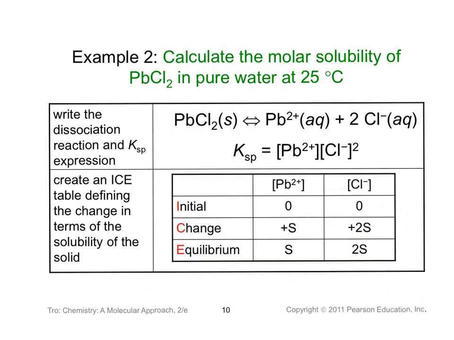Okay, so let's look at some of these. Calculate the molar solubility of PbCl2 in pure water at 25 degrees C. First of all, we establish the ICE table, recognizing that there's a 2 here. And so it's going to be S and 2S. So that's going to be the equilibrium condition.